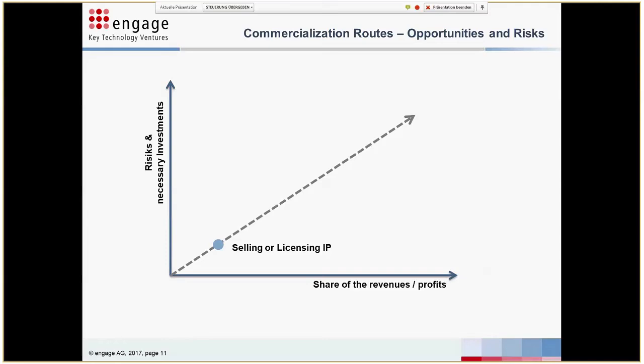The easiest and most typical thing for a public research organization would be selling or licensing of IP. You create some sort of knowledge, some sort of technology, you try to protect your IP as well as possible, and then you sell it to someone who develops it further into a product and finally sells it on the marketplace. This involves not much risk, of course, because most of the risk stays with the commercial actor, but you will only get a limited share of the profits out of your innovation.